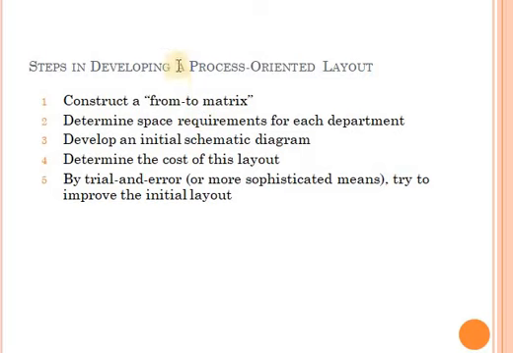Now, if I want to develop a process-oriented layout, because it includes different departments, I need to go through these steps. First of all, we need to construct a from-to chart matrix, then determine the space requirements for each department needed, develop an initial schematic diagram, determine the cost of the layout, and then by trial and error, we have to try to improve the layout in order to get the least cost for this layout.